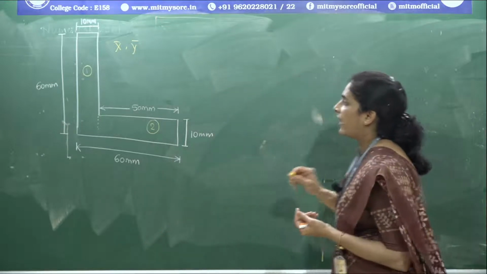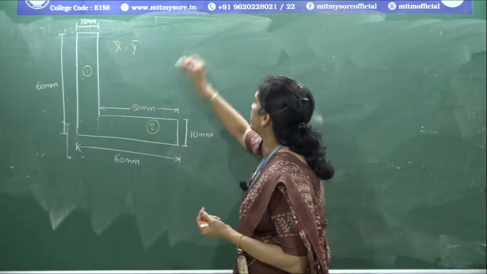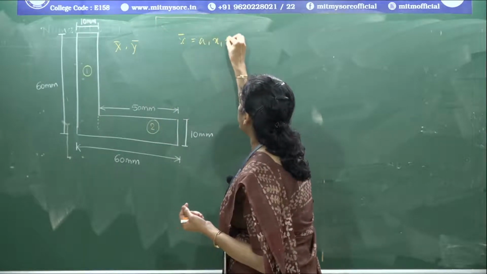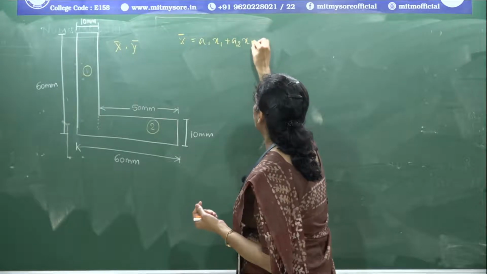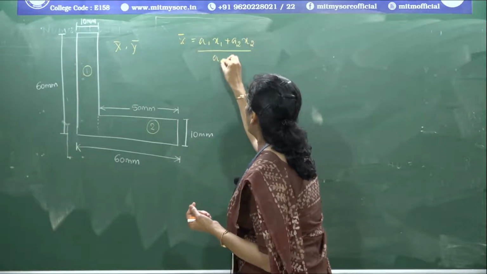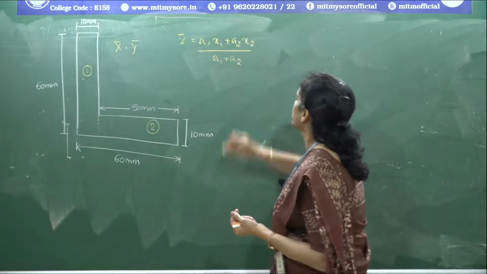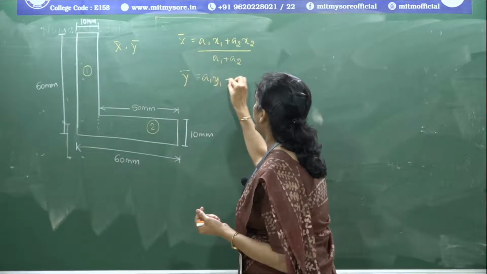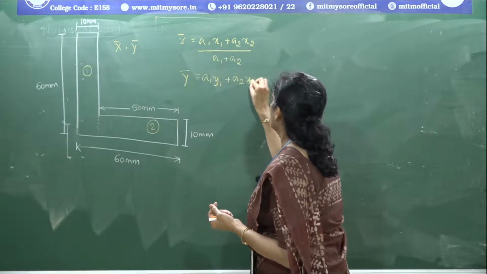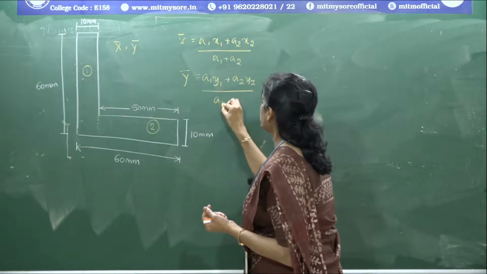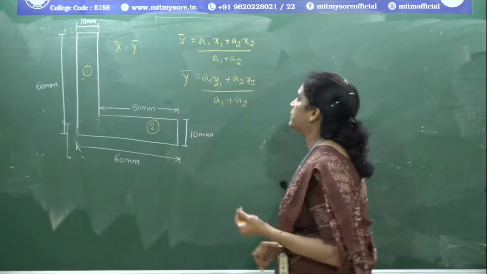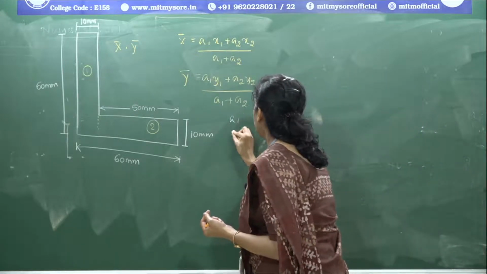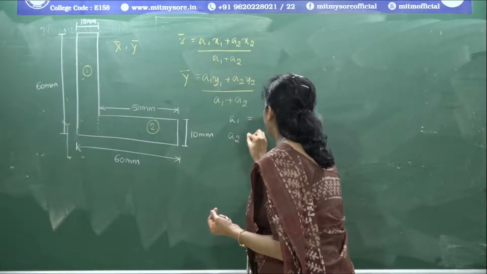In order to find out x bar and y bar, we are supposed to find out a1 x1 plus a2 x2 divided by a1 plus a2. Similarly, for y bar, we are supposed to find out a1 y1 and a2 y2 divided by a1 plus a2. So now we shall find out all the requirements individually.